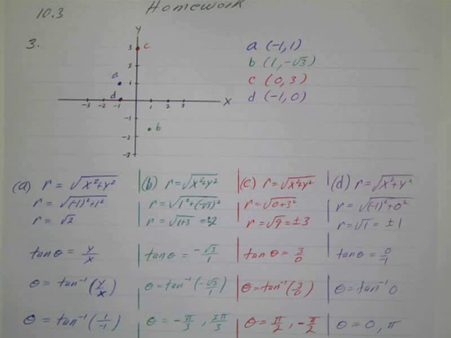Number 3 from section 10.3. And the directions here in exercises 3 and 4: plot each point with the given rectangular coordinates and find two sets of corresponding polar coordinates. Well, we have lots of polar coordinates, so there's lots of ways to do the two different sets. But first of all, let's just plot the points.